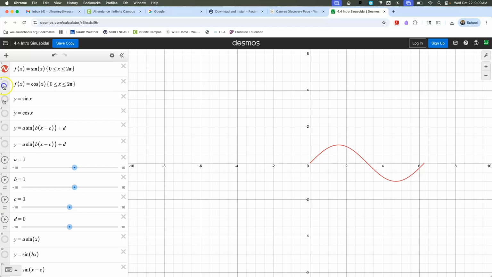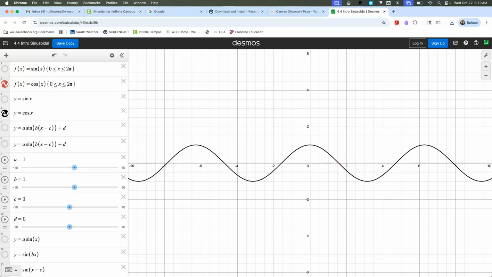Cosine looks like that. That would be the whole entire cosine function. But again, we're just asking you to graph the first lap of that function.